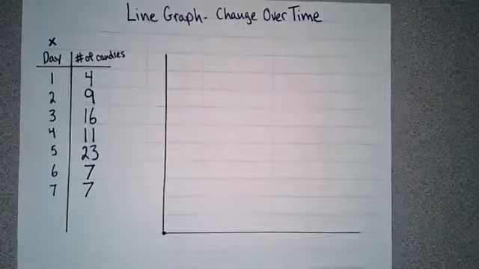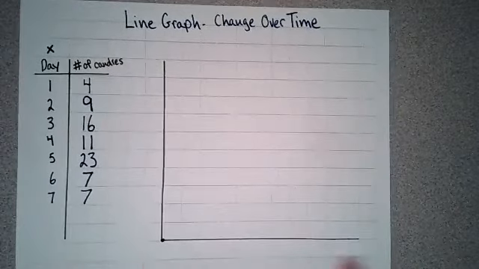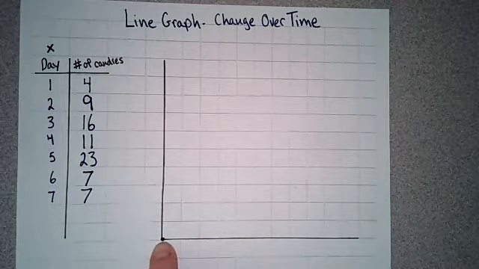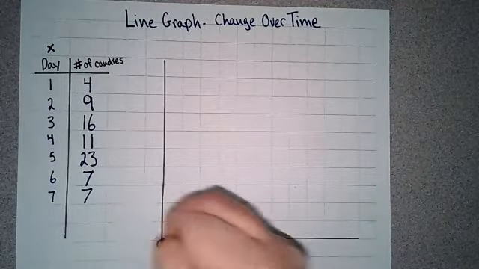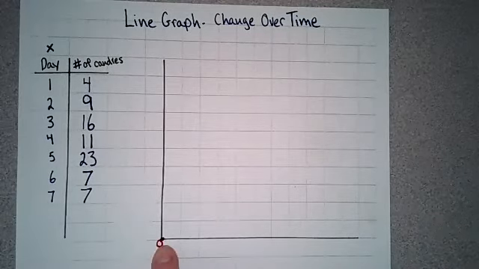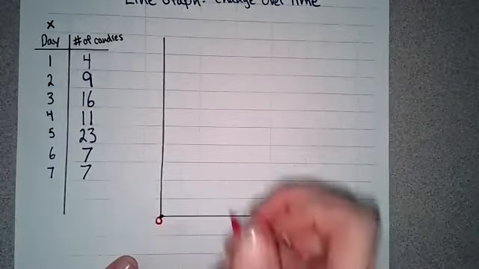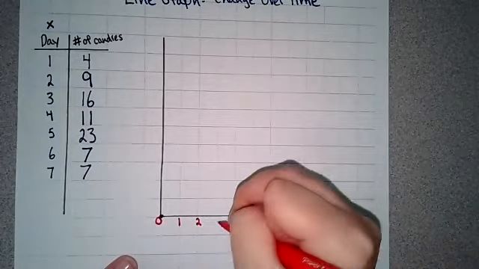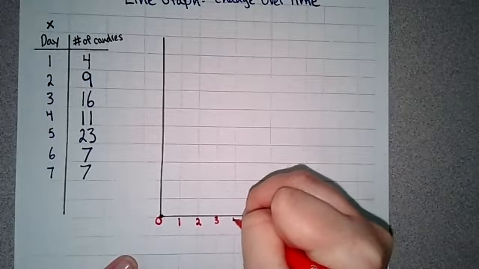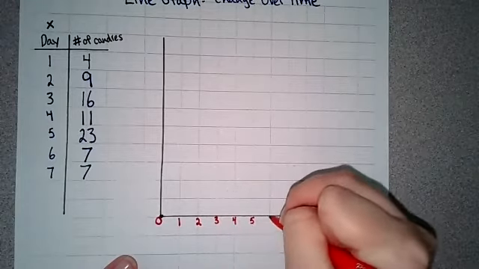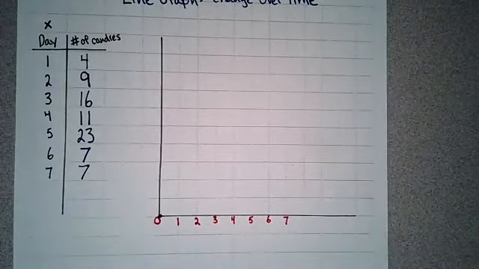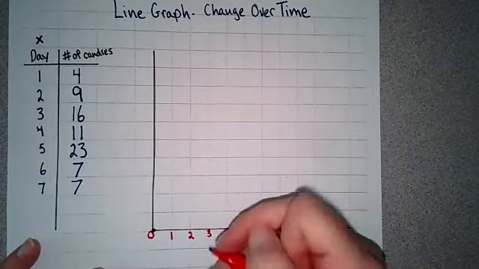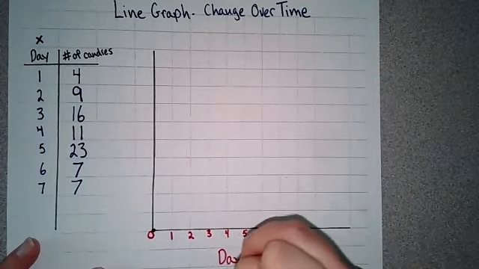All right, so here is what we're going to do. First off, across the bottom, we're going to write the term, okay? So this is 0. At the origin, you don't put any information. It's always 0, 0. Then here, you're going to write a 1 for day 1, 2 for day 2, 3 for day 3, 4, 5, 6, and 7. This is the over time data. This is day, so let's label this day.